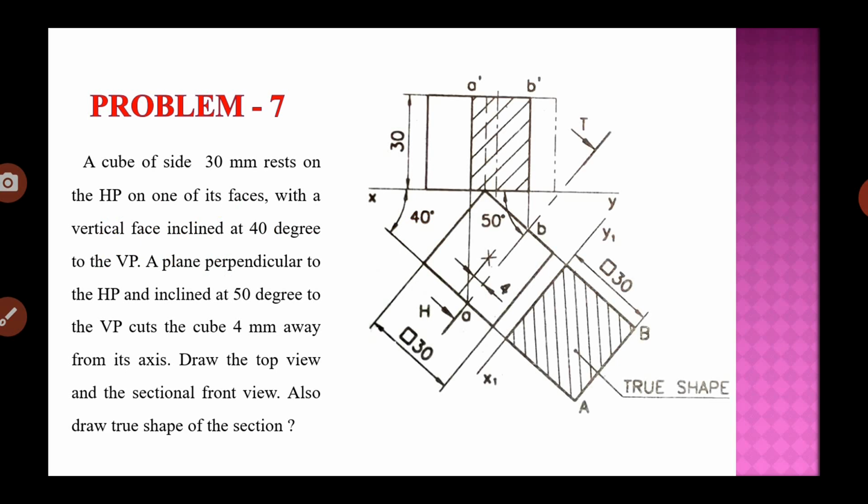A cube of side 30 mm rests on the HP on one of its faces with the vertical face inclined at 40 degree to the VP. A plane perpendicular to HP and inclined at 50 degree to the VP cuts the cube 4 mm away from its axis. Draw the top view and sectional front view. Also draw true shape of the section.